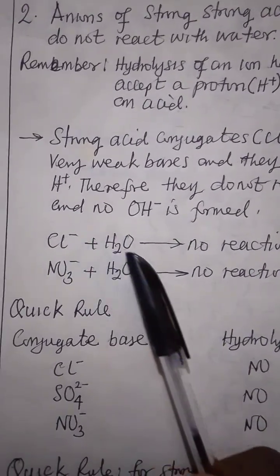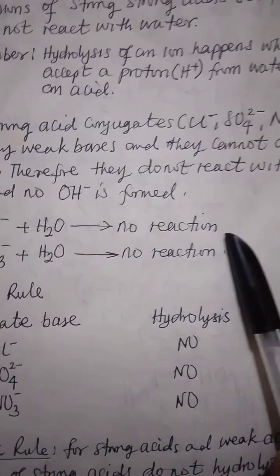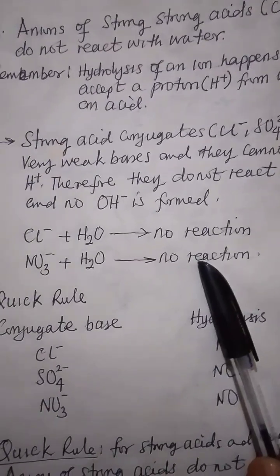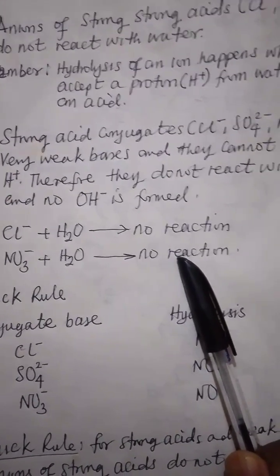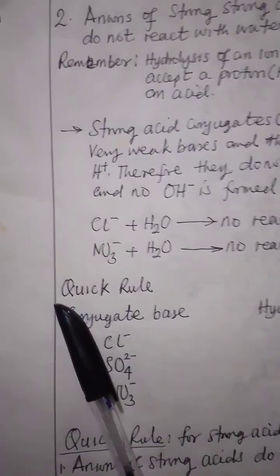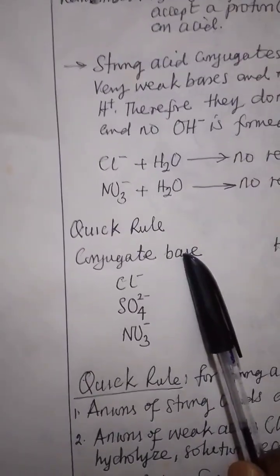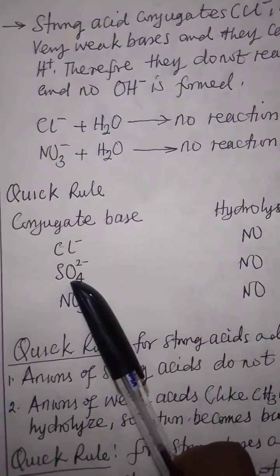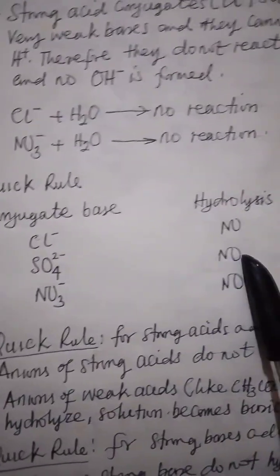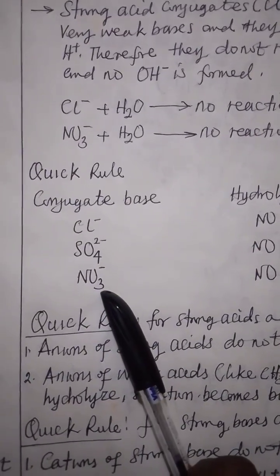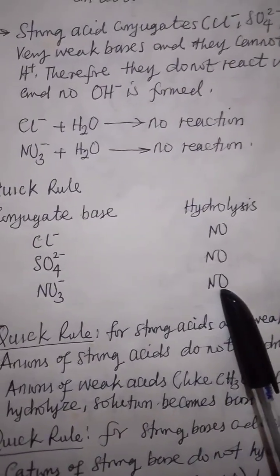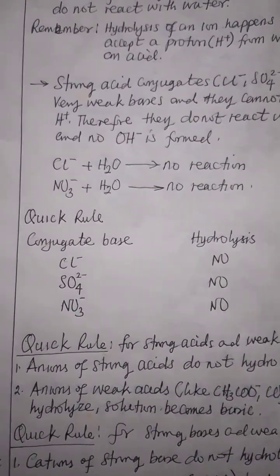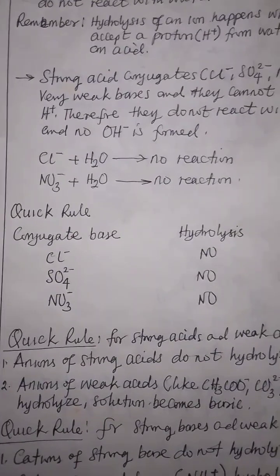Again, Cl minus, chloride ion plus water, no reaction. Trioxonitrate 5 ion plus water, no reaction. The same thing goes with tetraoxosulfate 6 ion, no reaction. So let's look at the quick rule again. The conjugate base Cl minus, that's chloride ion, no hydrolysis. SO42 minus, tetraoxosulfate 6 ion, no hydrolysis. NO3 minus, no hydrolysis.